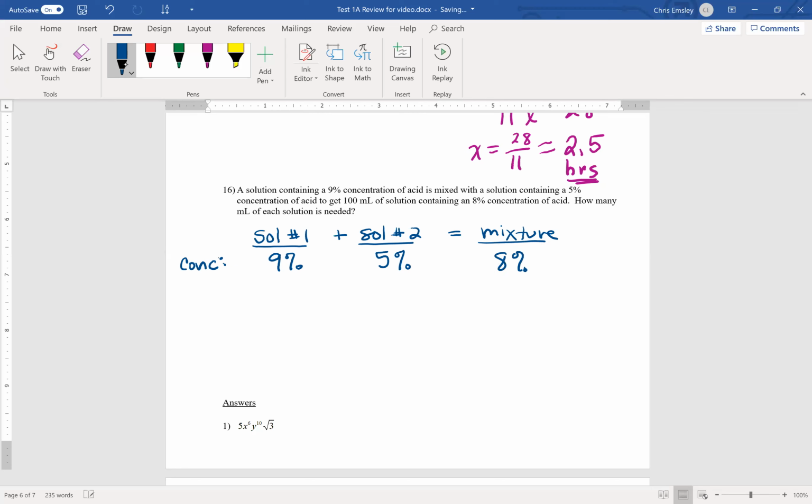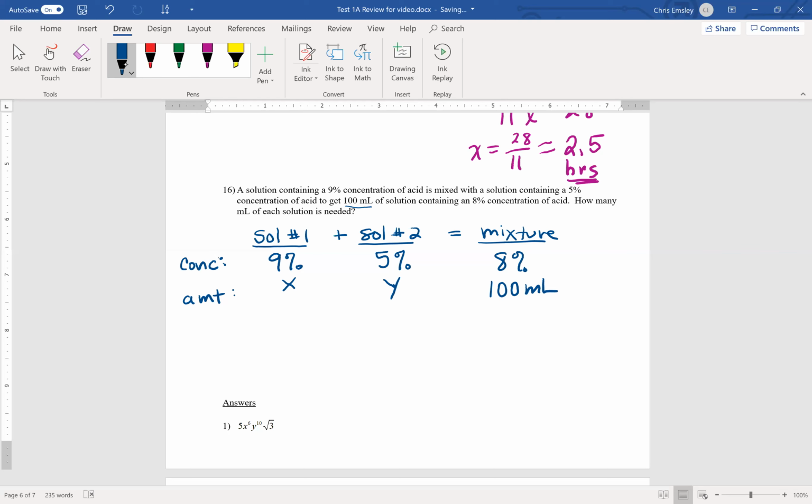Then we want to know the amount of each of these ingredients. We read through, the only amount given in the whole problem is this 100 milliliters. We need to figure out where that goes here. It turns out that's going to be our resulting mixture. That's the 8%. So the 100 mLs have to go over here. We don't know how much of solution 1 or how much of solution 2. Those are the two variables that we're going to solve for.